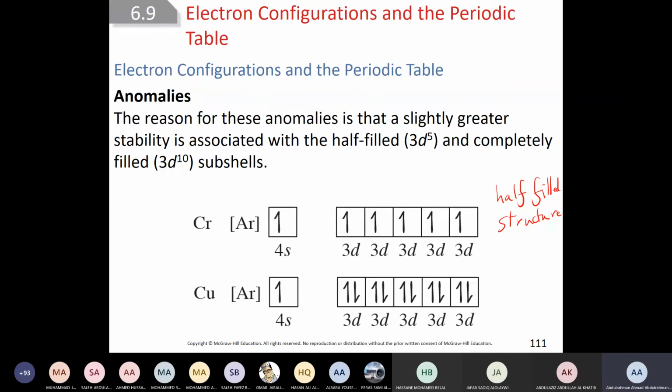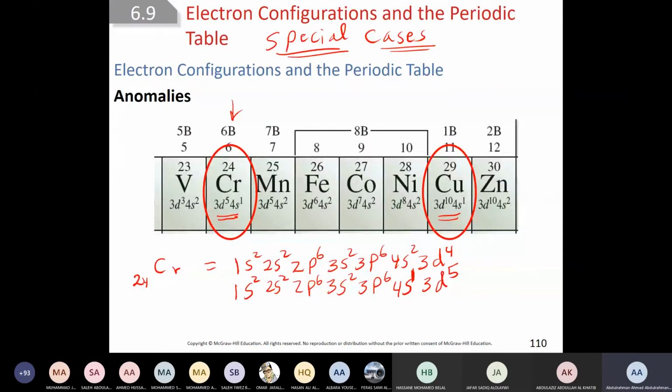Is this clear? Same thing with copper. If I want you to write the structure of copper, which is 29, what is it? It should be 1s2, 2s2, 2p6, 3s2, 3p6, 4s2, 3d9. That's the way copper should be.